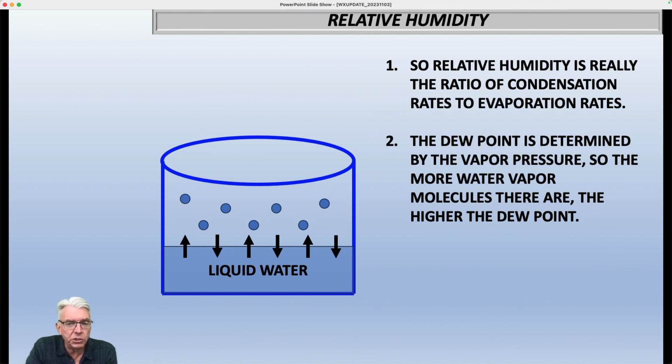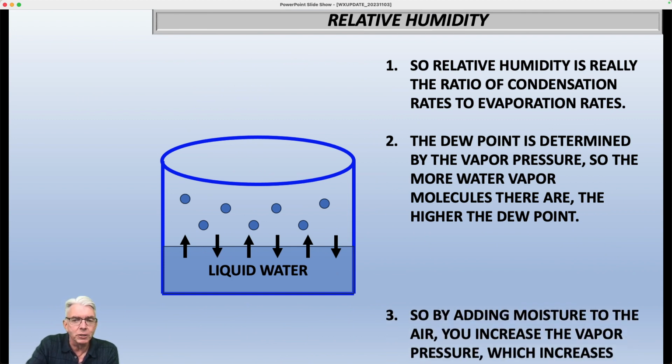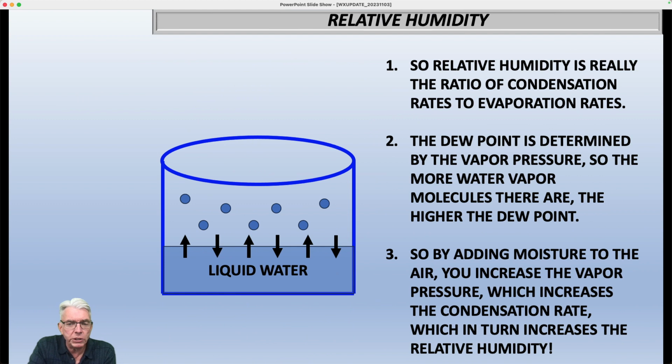So the dew point is determined by the vapor pressure, which is determined by the number of water molecules in the air. The more water vapor molecules there are, the higher the dew point is going to be. So by adding moisture to the air, you increase the vapor pressure, which increases the condensation rate, which in turn increases the relative humidity, okay? If you think about it, let's say the temperature was 70 and the dew point was 10, okay? That would translate to a very low relative humidity.